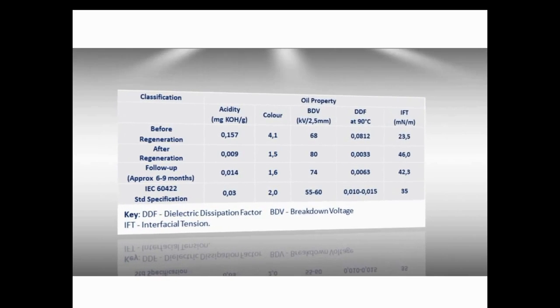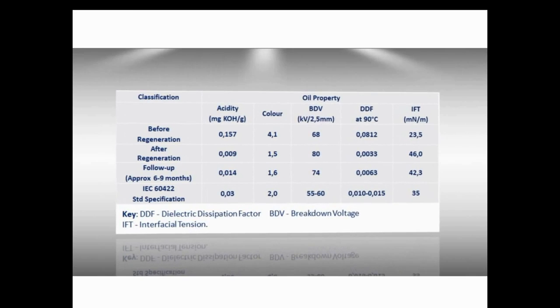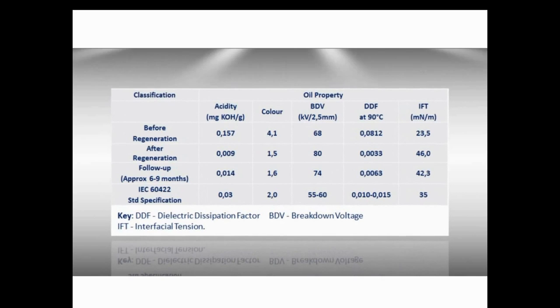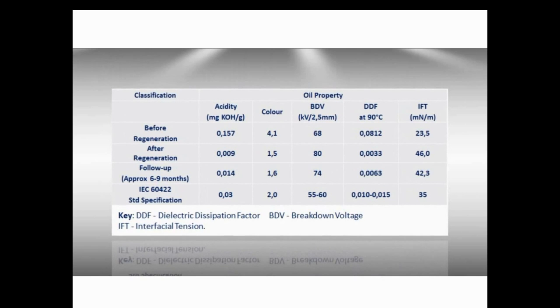Besides, only 1–2% of oil is normally lost after regeneration. Statistics speak for themselves. There are 8 regeneration plants in South Africa and 10 regeneration plants in Canada.